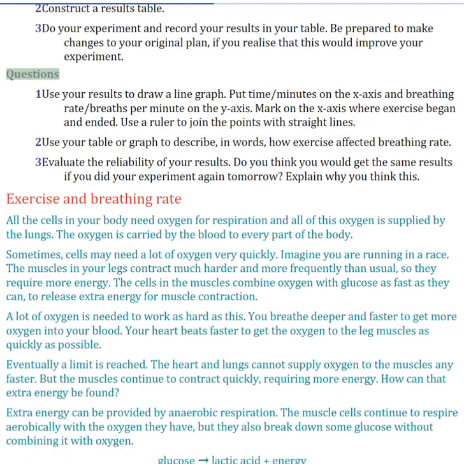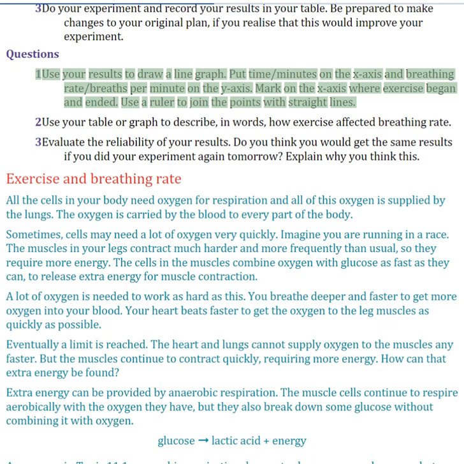Questions. 1. Use your results to draw a line graph. Put time, minutes, on the x-axis and breathing rate, breaths per minute, on the y-axis. Mark on the x-axis where exercise began and ended. Use a ruler to join the points with straight lines.